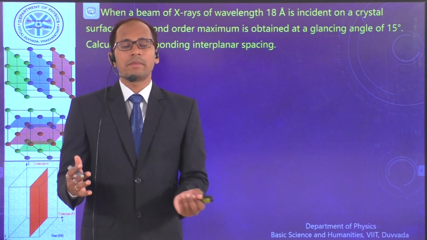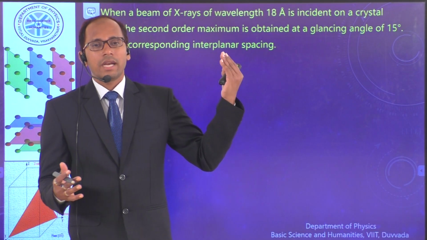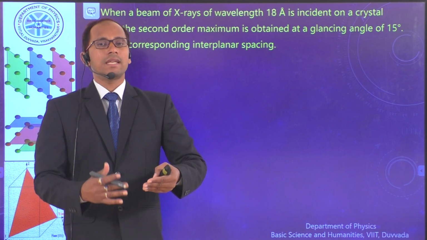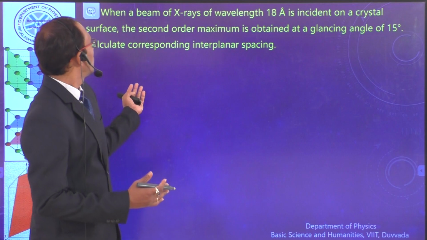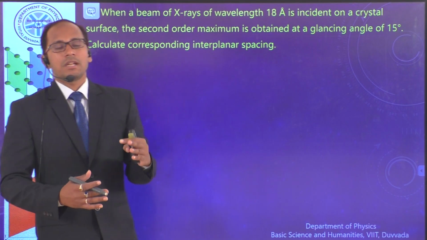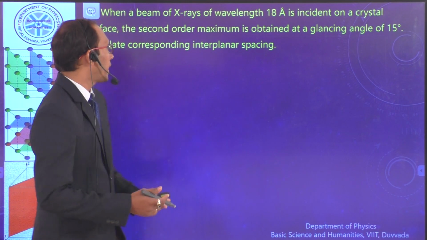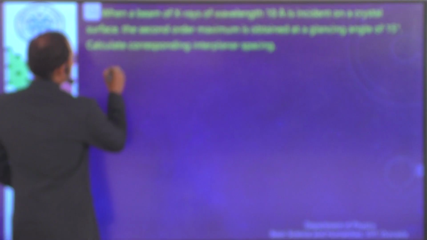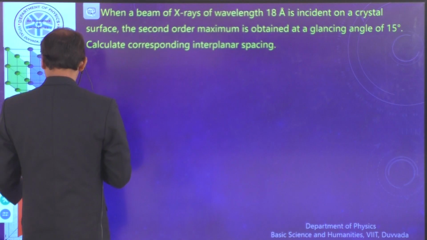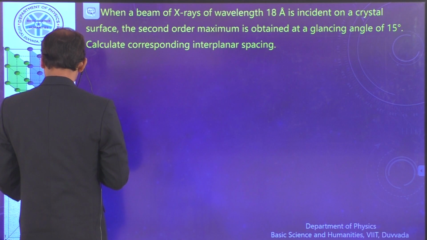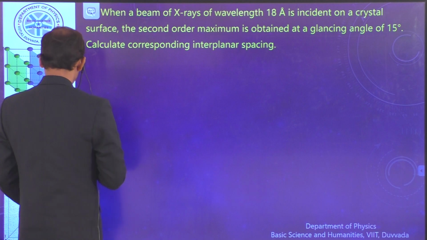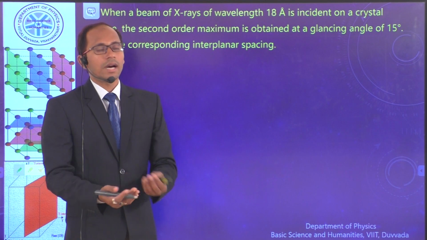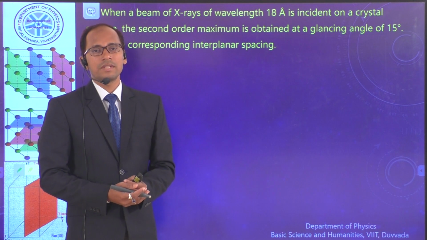That means based on Bragg's law, the radiation is incident on crystal planes, then at a fixed angle, the second order maxima is obtained. That means diffraction is taking place. Then we have to find the interplanar spacing, meaning this spacing we have to find. So let us start this one. Okay, let us solve this problem.